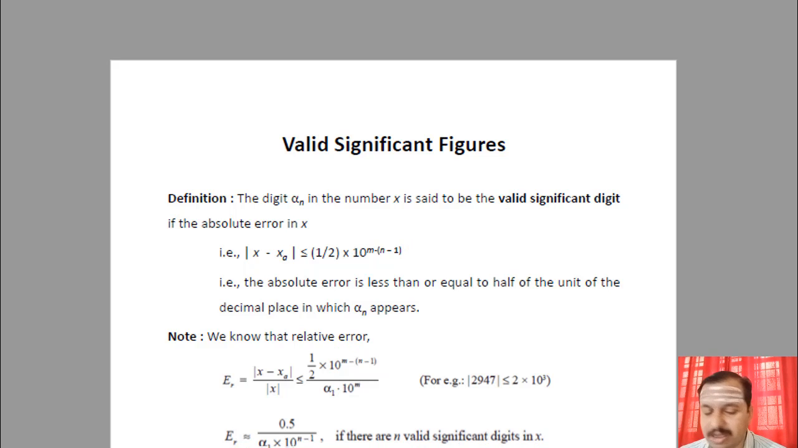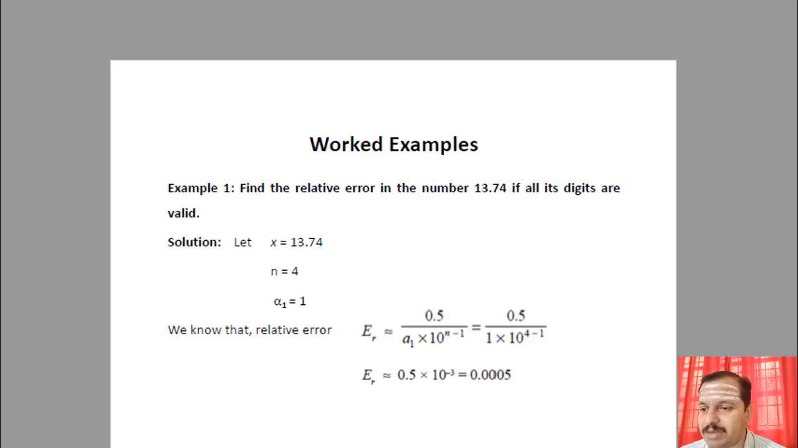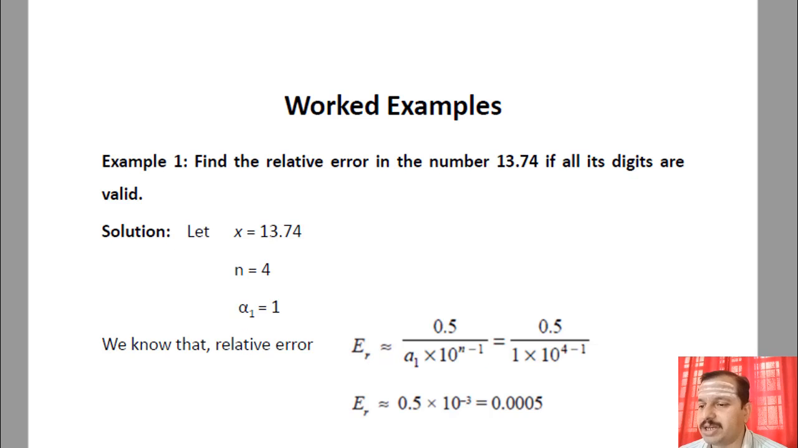Now let us consider the first example, which has the concept of valid significant digits. So here is a question. We have to find out the relative error in the number 13.74. This is the number given here. If all its digits are significant, how many digits are there? 1, 2, 3, 4. So all its digits are significant. Therefore here the n value is 4.